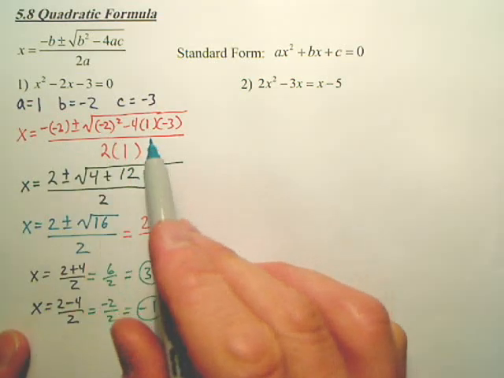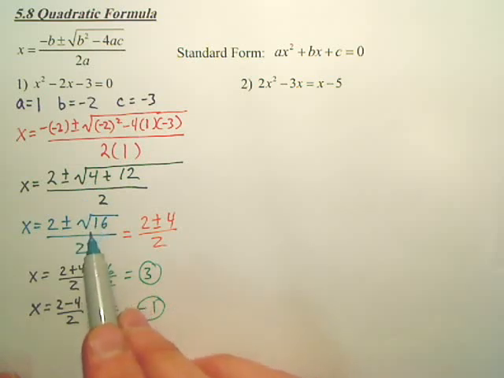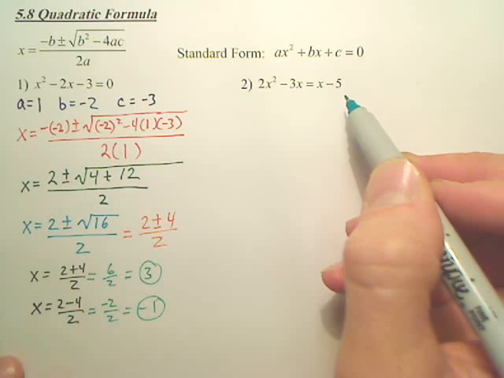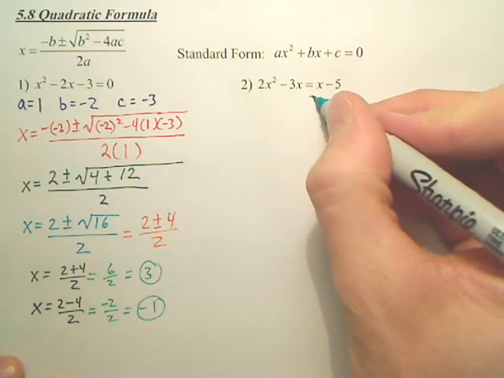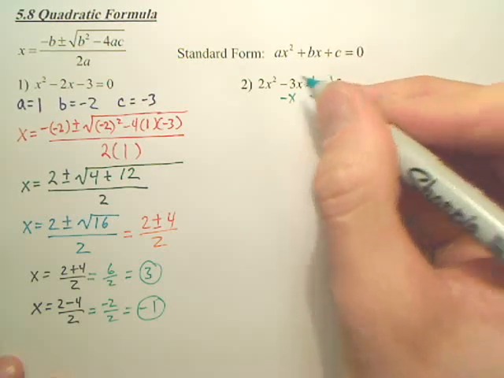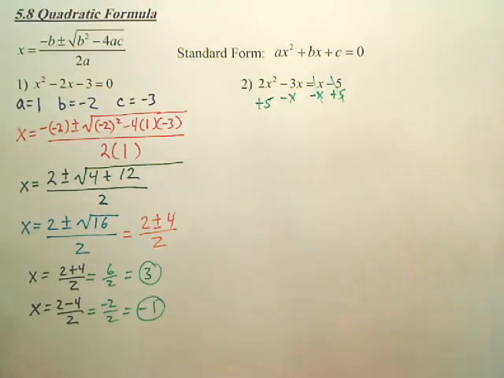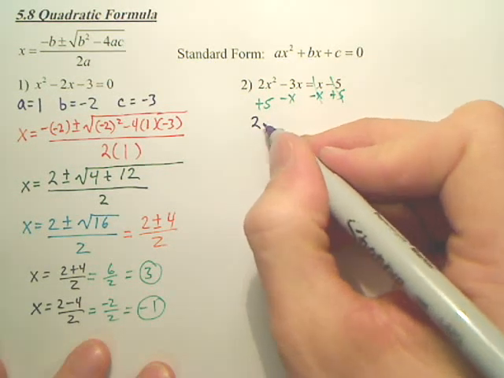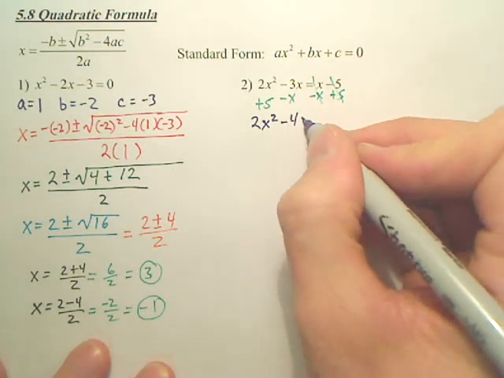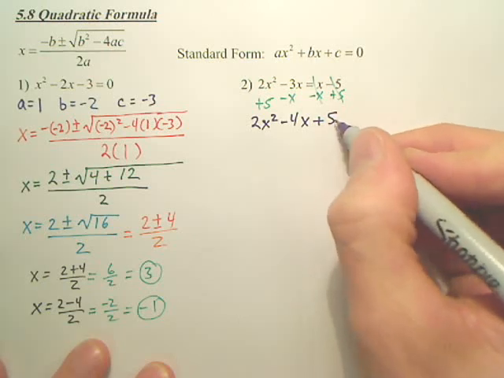Okay. Plug everything in. When you get to the square root, simplify it if you can. In this particular one, you could simplify it. You got 2 answers. Number 2 here. Is it in standard form? No. So what we need to do is we first need to minus this x over and add this 5 over just somewhere over here. When we do that, we now have 2x squared, and then a negative 3 and a negative 1 is negative 4x, and this 5 just adds on the end.